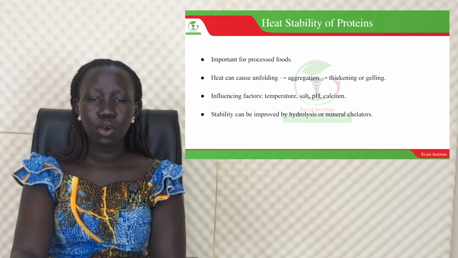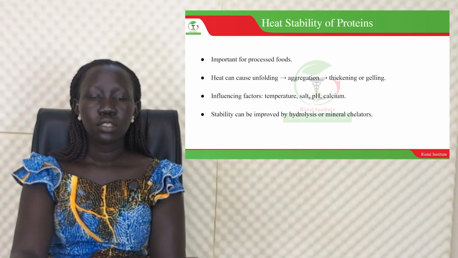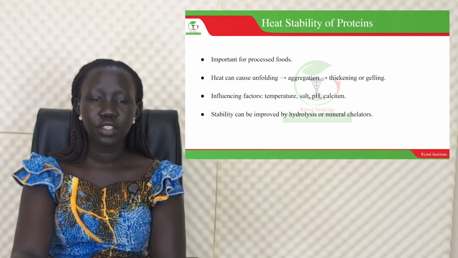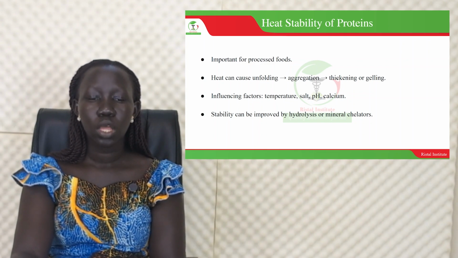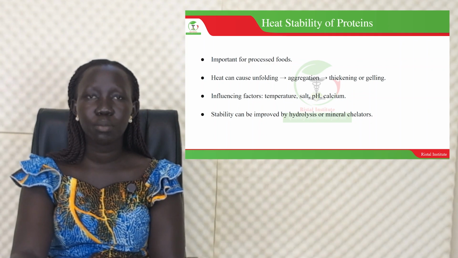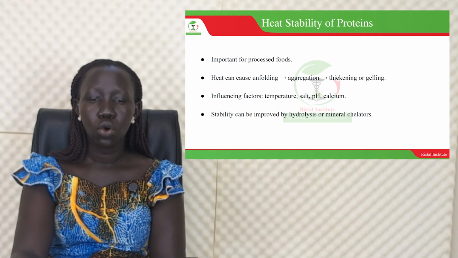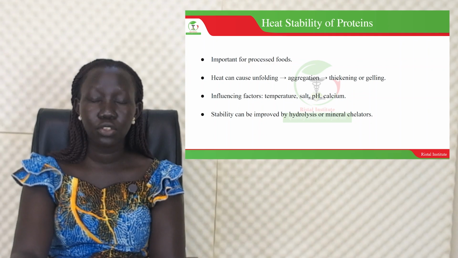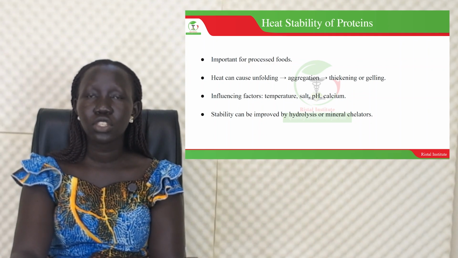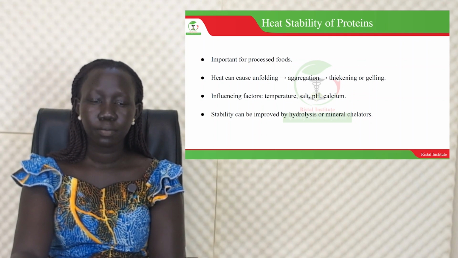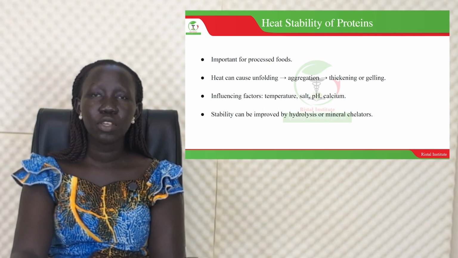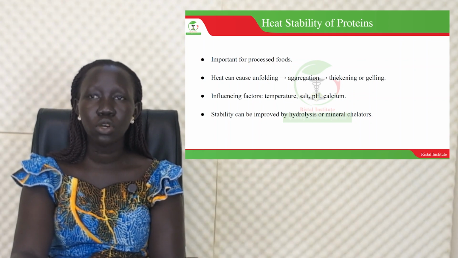For proteins to be stable under heat conditions is a very important quality for processed foods, because we note that heat causes protein denaturation, and during denaturation there is unfolding of the protein structure, leading to aggregation and eventually thickening or gelling. This is very practical in eggs. When you are frying eggs or when you're boiling eggs, you can see how the structure suddenly becomes compact. From a liquid, it solidifies. Then this stability can be improved by hydrolysis or mineral chelators.